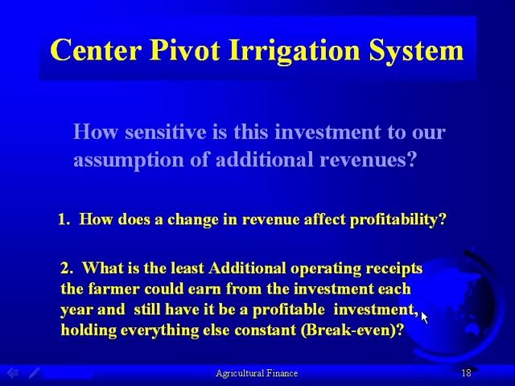Or we can pose the question, what is the least additional operating receipts the farmer could earn from this investment each year and still have it be a profitable investment, holding everything else constant? We assumed, if I recall, that this farmer was going to increase his revenues by $20,000. And if he did, it was going to be a profitable investment. Well, what if he only got $15,000 additional revenue? Would it still be a good investment? Or $16,000 or $17,000? Where's the break even? At what point, if the revenues drop below a certain point, will it no longer be a good investment?